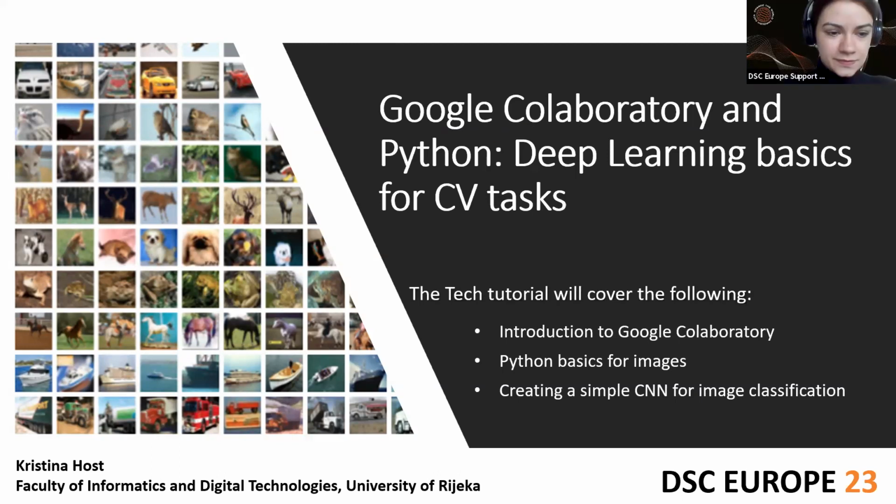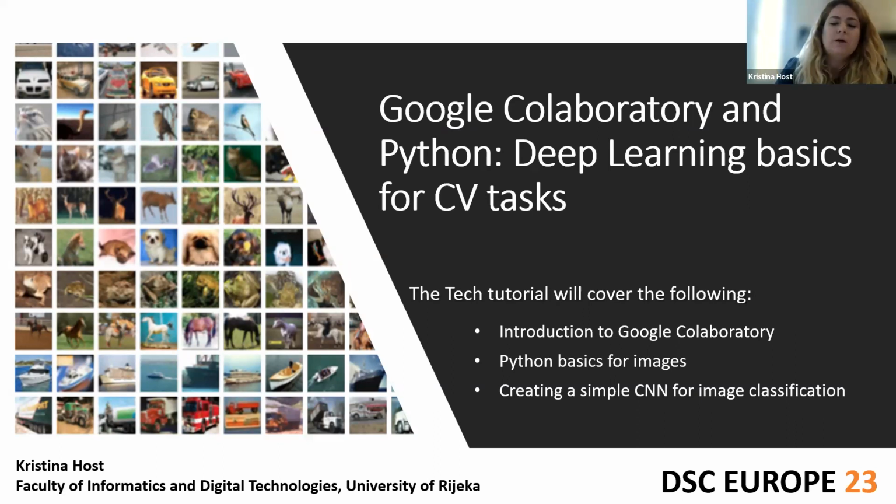Okay, hi everyone. My name is Kristina, and I will present the topic of deep learning basics for computer vision tasks. We will cover in this tutorial some introduction to Google Colaboratory, just some Python basics for images, and we will get in touch with convolutional neural networks and create a simple convolutional neural network for image classification.